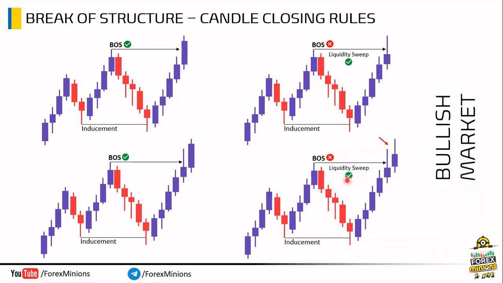But, here. Check this candle. The next candle body is closed above the high of the previous candle, that's why we marked it as a valid BOS. I hope now you have a clear understanding of break of structure and how to mark valid and invalid break of structure, and how to read candle closing to confirm these rules.